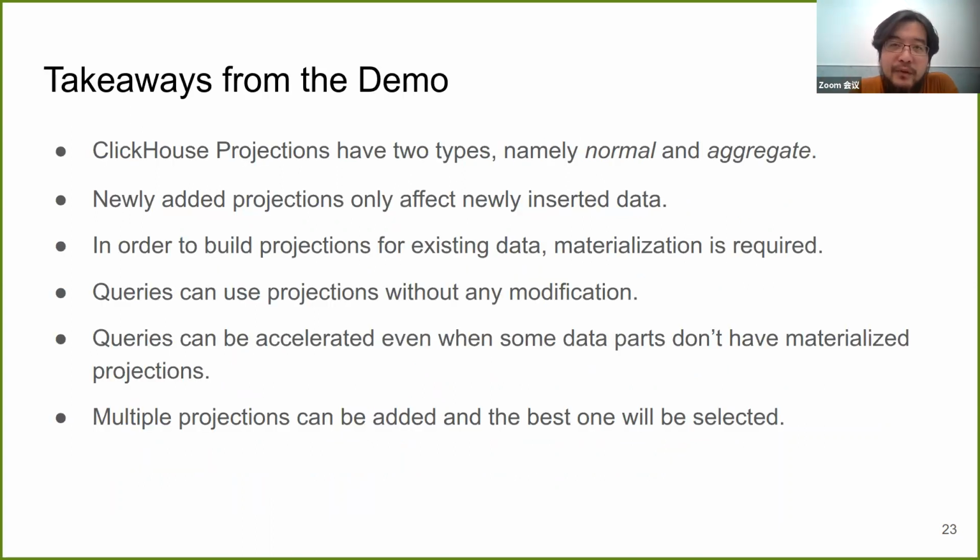Let's summarize the demo before going into the implementation. In ClickHouse, projections have two types, namely normal and aggregate. Newly added projections only affect new data. To build projections for existing data, we need materialization. Queries can use projections without any modification and will be accelerated even when some data paths don't have materialized projections. Of course, we can add multiple projections, and the best one will be used to execute a given query.